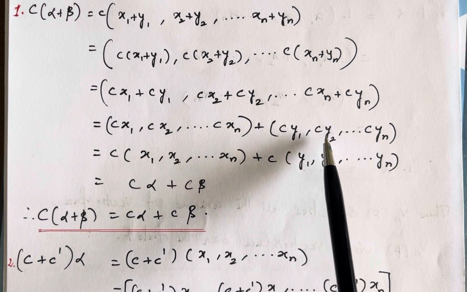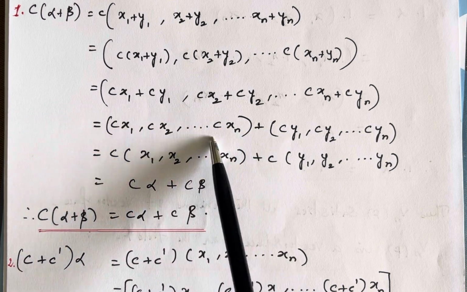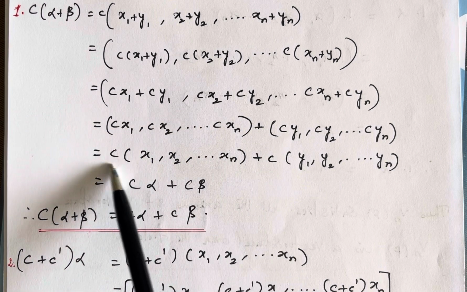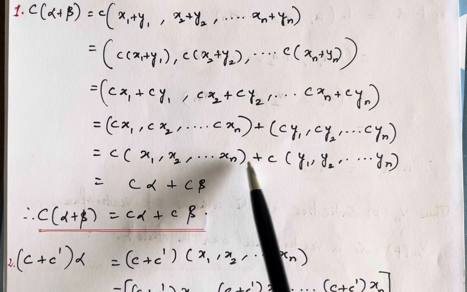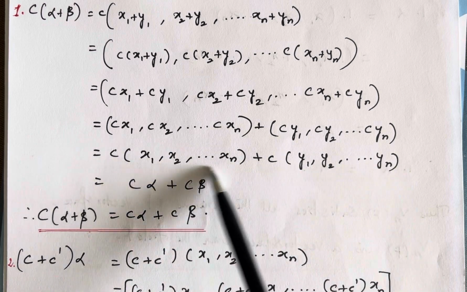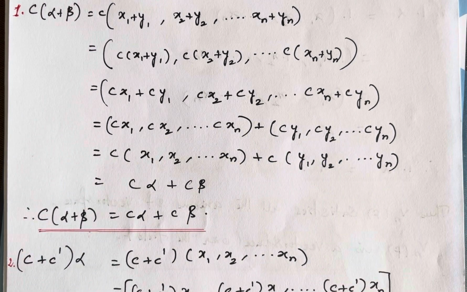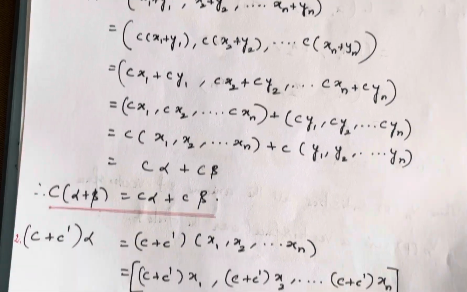Now again this is an addition, I can split it like this: cx1, cx2, etc., cxn plus cy1, cy2, etc., cyn. Now c is a scalar common to all, so I can take it out. So c into x1, x2, etc., xn plus c into y1, y2, etc., yn. This is nothing but alpha and this is nothing but beta. So c into alpha plus beta is equal to c alpha plus c beta.